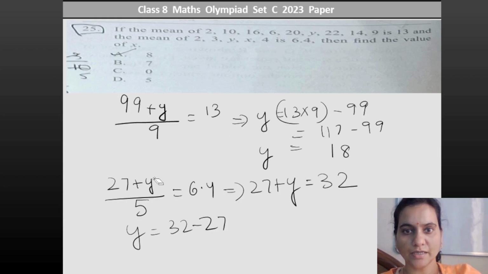Yeah, sorry, I should write x here instead of y, because the y value we have already added up and written in this 27 here. So the only variable left is x. So x is equal to 32 minus 27, which is 5. So the x value will be 5, which is option D.